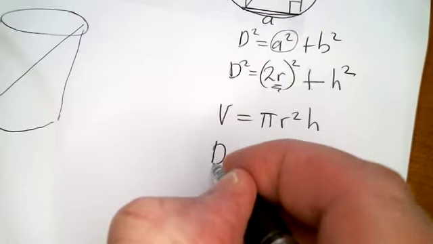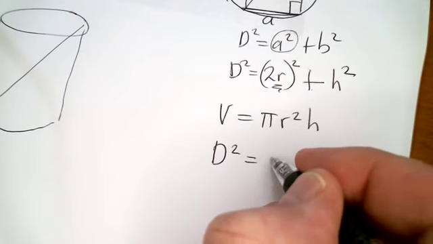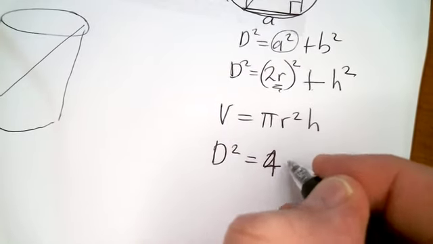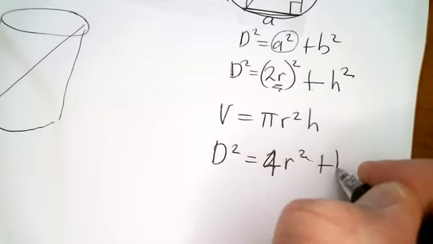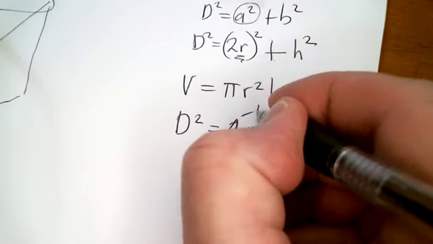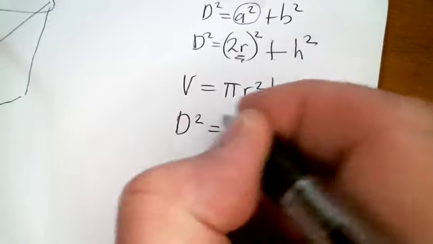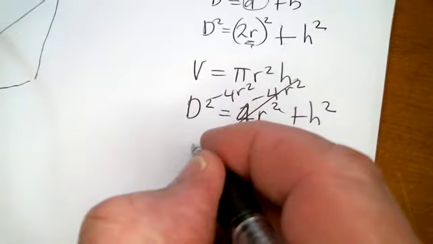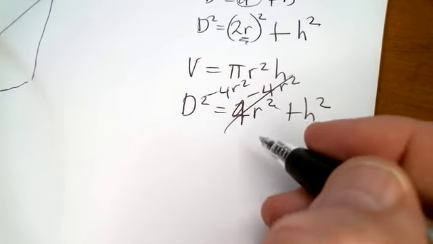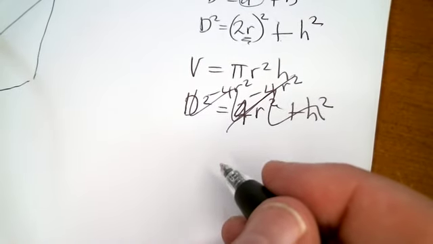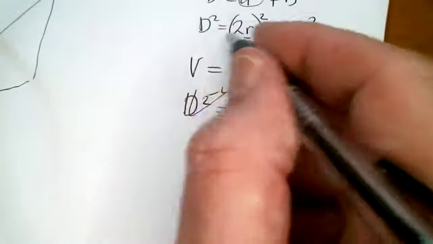So this becomes d squared is equal to, actually here, let's go 4, because 2 squared is 4, r squared plus h squared. So I can make h squared the subject simply by subtracting 4r squared from each side. Oh wait, sorry, I'm doing it the other way around. I don't want h squared. My first inclination is to use h squared. Let's use r squared. Yeah, that's definitely the best way of doing it, I think.